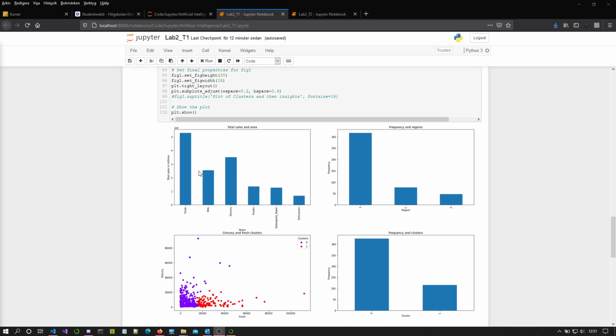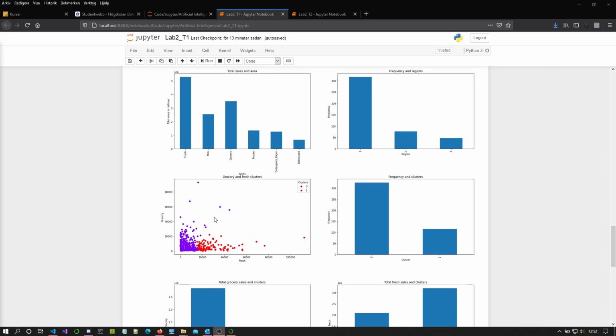First, I have the total sales and from which area the sales are. So we can see here too that fresh is the biggest area, or contains the highest sales volume, followed by grocery and milk and the others. And we can also see the regions, that region 3 is by far overrepresented in this data material. Region 1 and 2 are there, but region 3 is by far the biggest one.